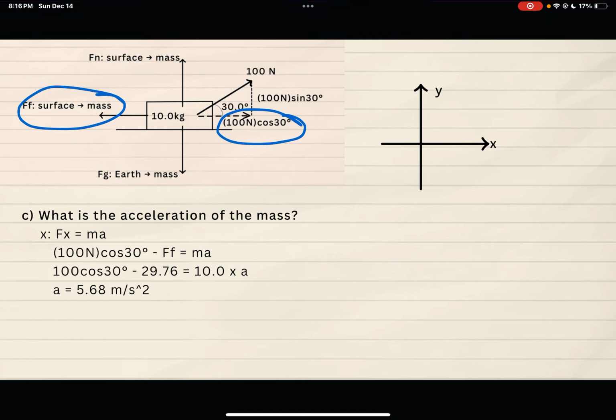And we already know force of friction and mass, so we have 100 times cosine 30 degrees minus 29.76 equals 10.0 times acceleration. After calculating, the acceleration of the mass is 5.68 meters per second squared.